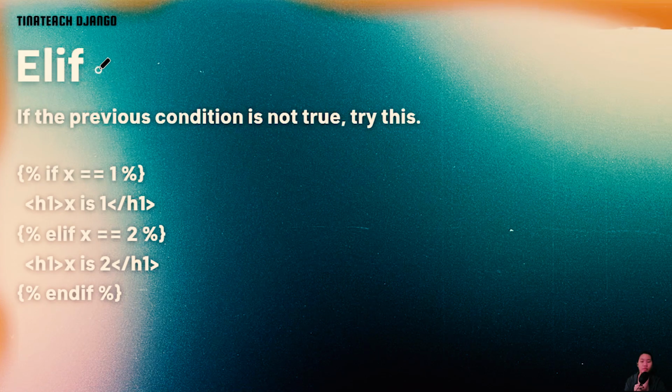Now, let's move on to elif. If the previous condition is not true, try this. So we have if, right? But elif, x equals 2, x is 2. So this is just else if, an alternative to if, okay? Because you can only write if once.